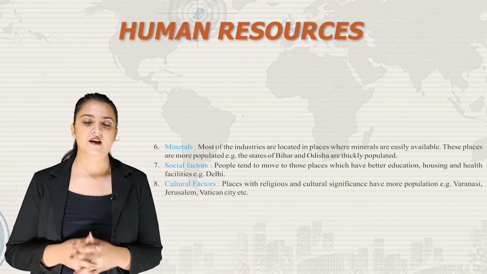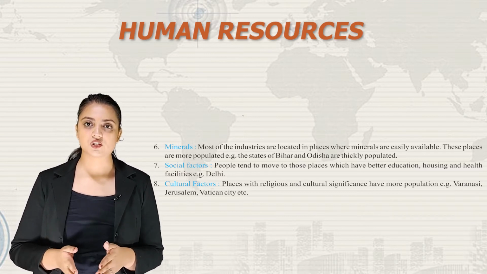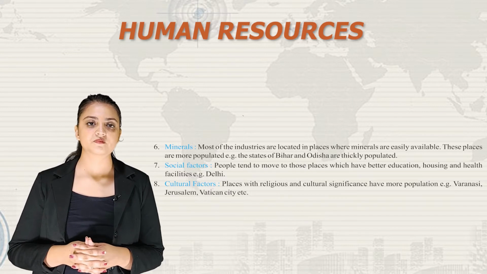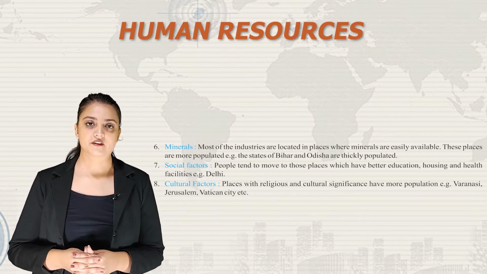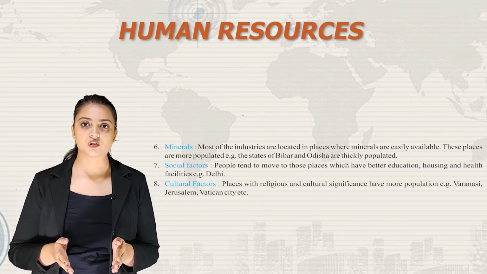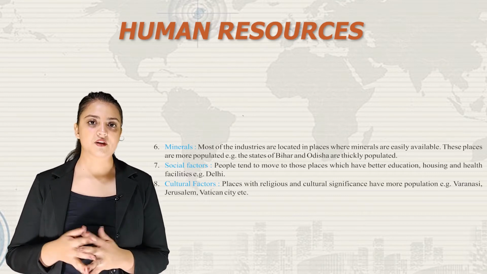Seventh, we have social factors. People tend to move to those places which have better education, housing and health facilities. Example, Delhi. Eighth, cultural factors. Places with religious and cultural significance have more population. Example, Varanasi, Jerusalem, Vatican City, etc.